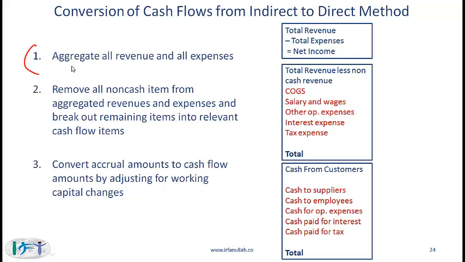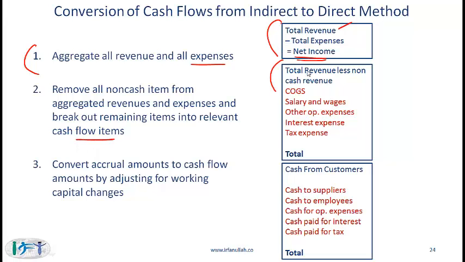Step 1 is to aggregate all revenues and expenses. So you come up with total revenues, subtract the total expenses, and you have your net income. This essentially is your income statement. Then you remove all non-cash items from aggregate revenues and expenses and break out remaining items into relevant cash flows.